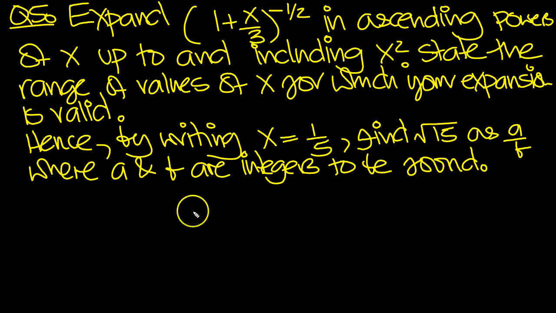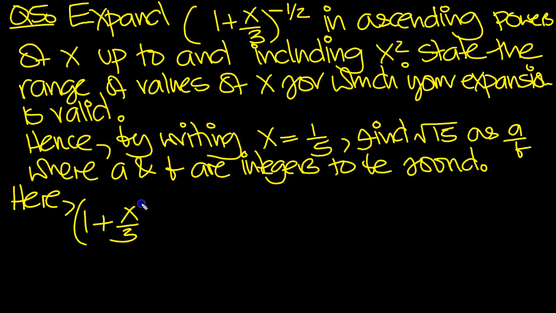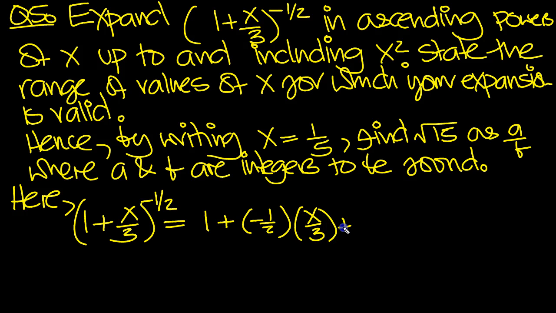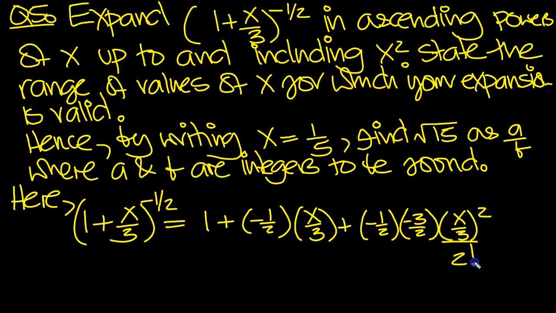So I've got the question summarized above. Let's have a look at this then. The binomial expansion of this: we've got (1 + x/3) to the power minus a half, which is equal to 1 plus n, n is minus a half, times x, which is x over 3, plus n(n - 1) times x squared over 2 factorial, isn't it? Plus dot dot dot. We only need to go up to x squared.